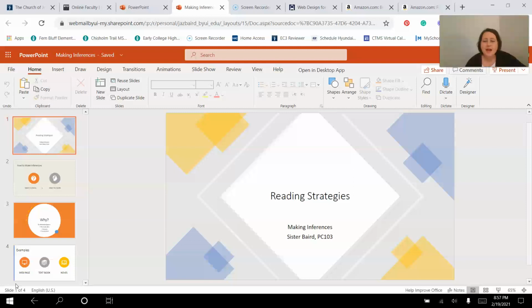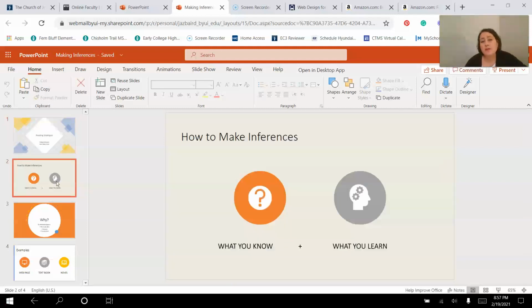Hi, welcome back. This week you're going to be learning a reading strategy called Making Inferences, and you'll be practicing it for the next 3 weeks. So I wanted to teach you a little bit about what making inferences is and how to do it. Making inferences is basically you take what you already know and you put it together with what you're learning and you draw conclusions or you make best guesses about things that you have just learned.